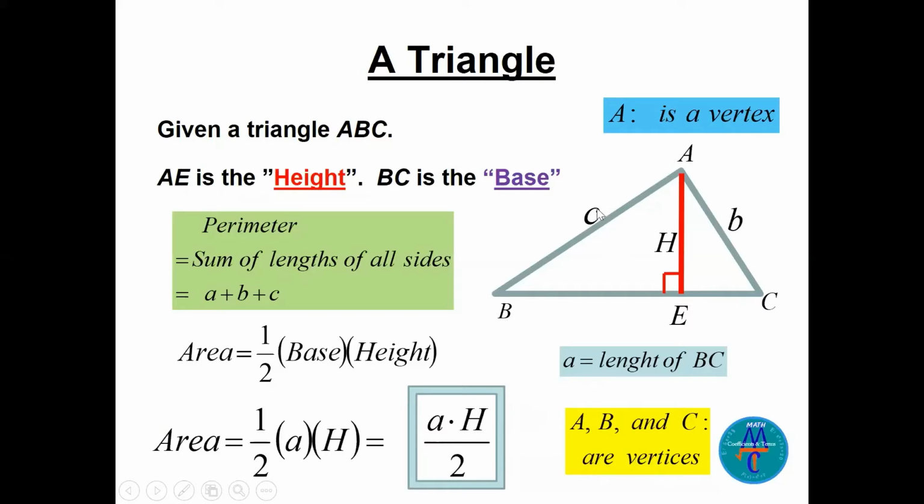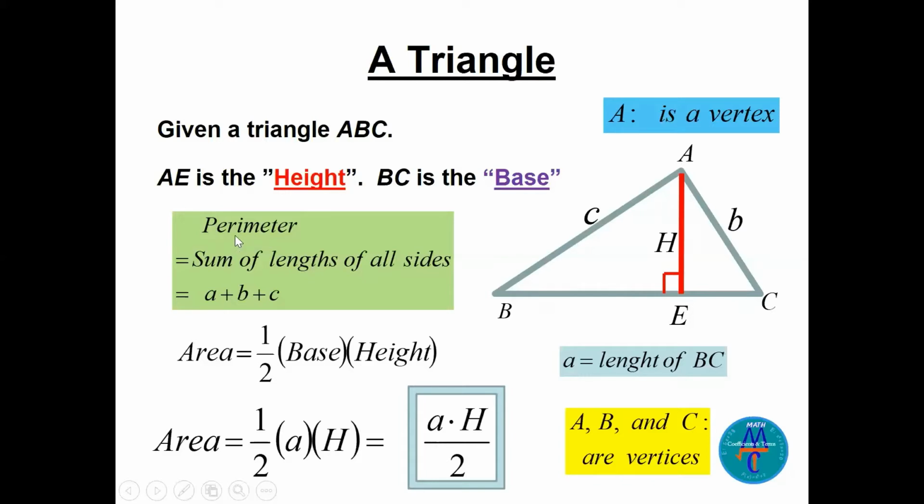Now this one, small c, is this length here, AB. Small a is the length of BC, all this, small a. Small b is this length, AC. Now AE, you see AE is the right angle here. AE is the height, and this is the base here, BC is the base.